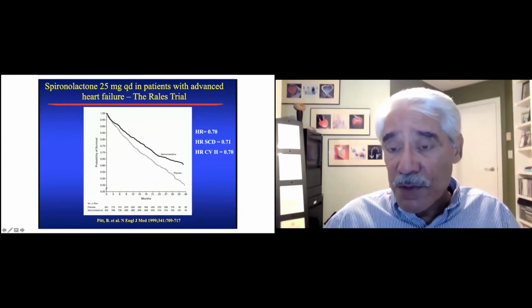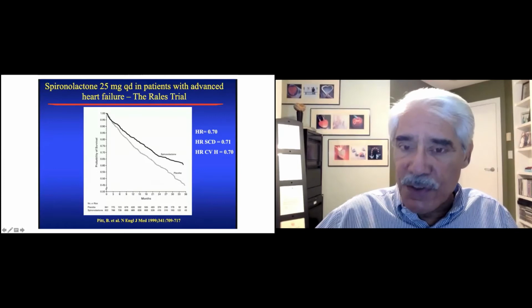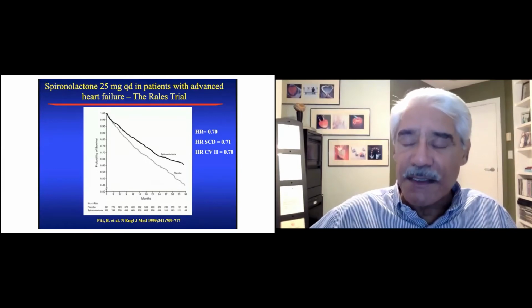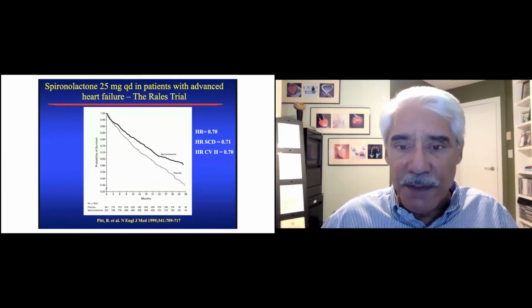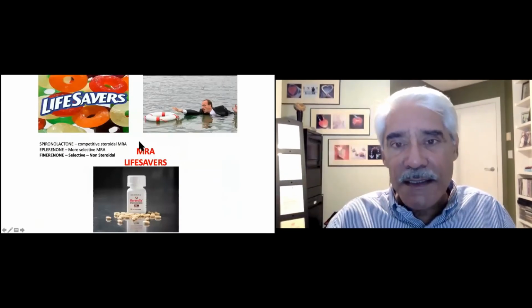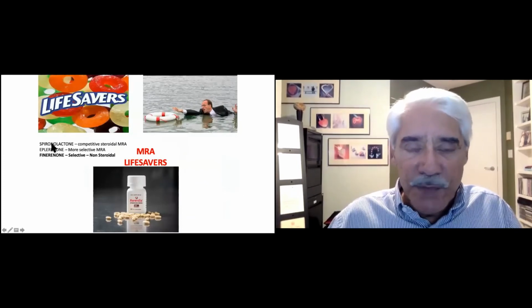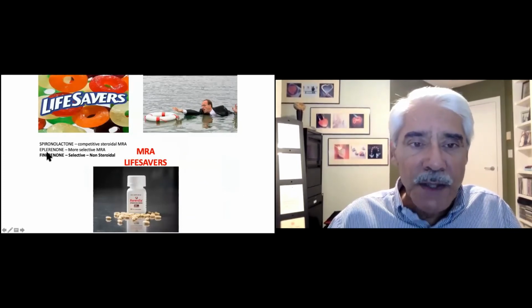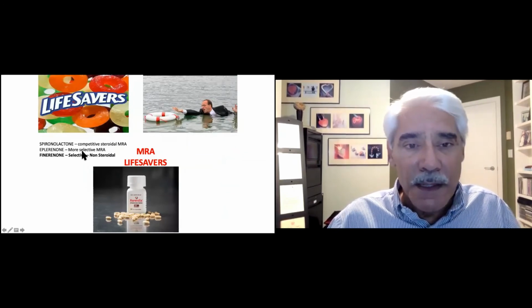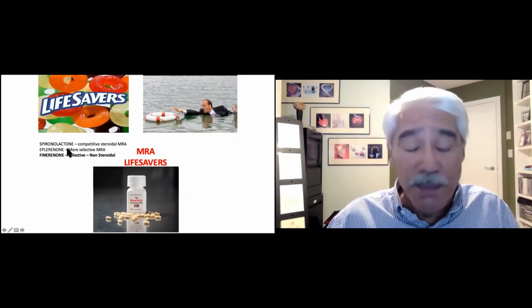Not only was total mortality decreased, but again, sudden death was also decreased because of the effect of aldosterone on the sympathetic nervous system and the induction of arrhythmias. So the mineralocorticoid antagonists fell into the category of lifesavers. First was spironolactone, and then there was a more selective aldosterone antagonist, eplerenone, which also showed benefit.